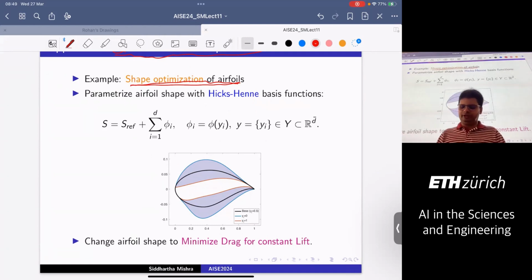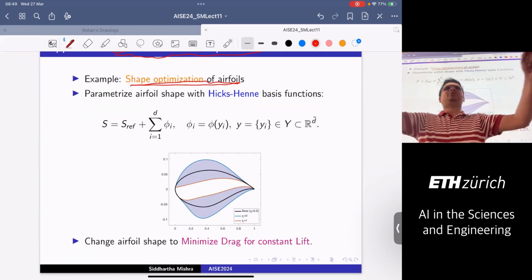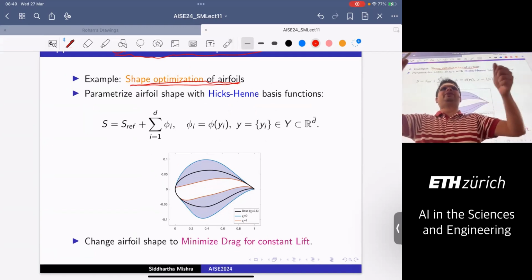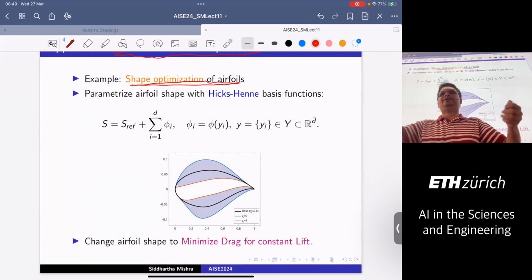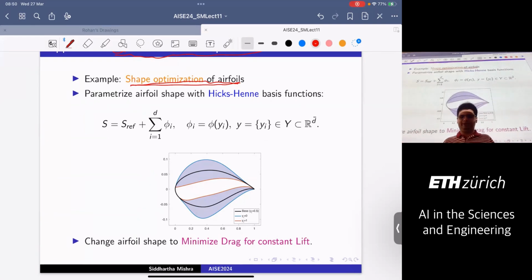So you start off with some reference shape, which is given in black here. This is some standard shape that people have, let's say, realized through intuition, because you don't start with a square and then try to optimize it to an airfoil. We know that a square or a circle, a plate, is not going to fly. So you have to start with something which is aerodynamically reasonable, right? And this is my reference shape.